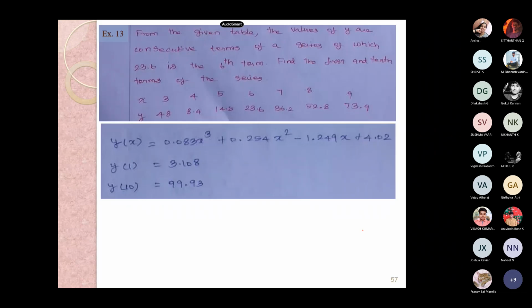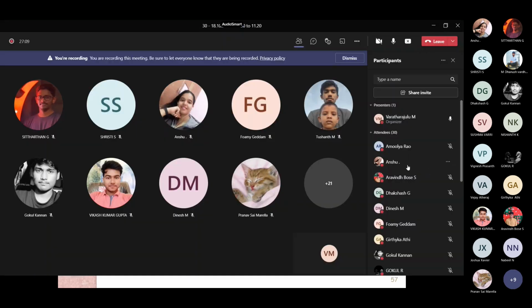Or do you want to share any exercise? Any screen? Any clarifications?